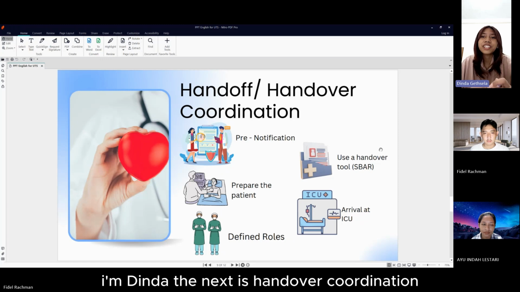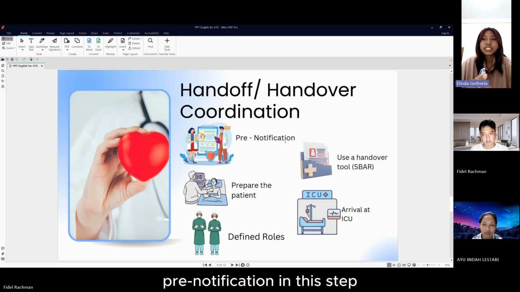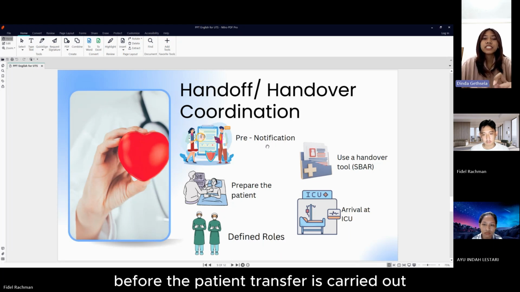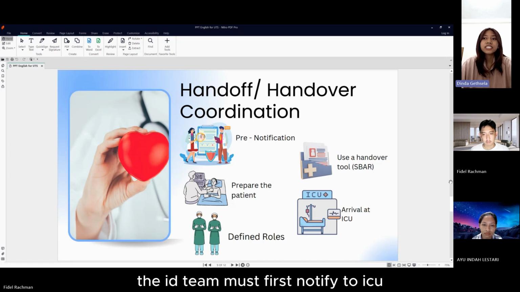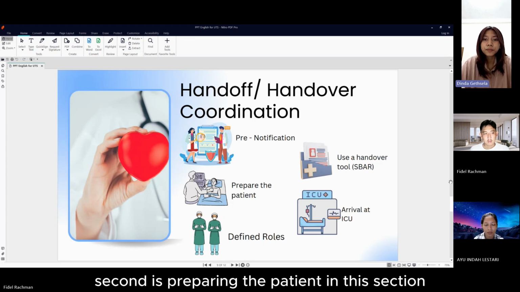Okay, hello, I'm Dinda. The next is handover coordination. Handover coordination in this case, first, is pre-notification. In this step, before the patient transfer is carried out, the IGD team must first notify the ICU team before the patient is transferred. Second is preparing the patient.